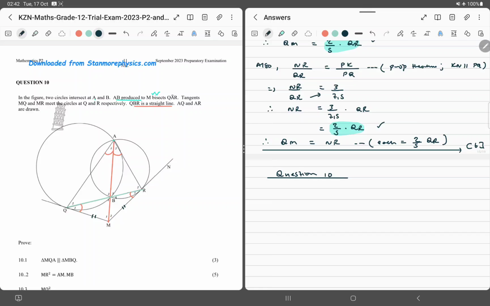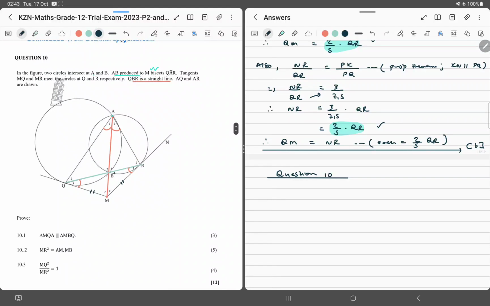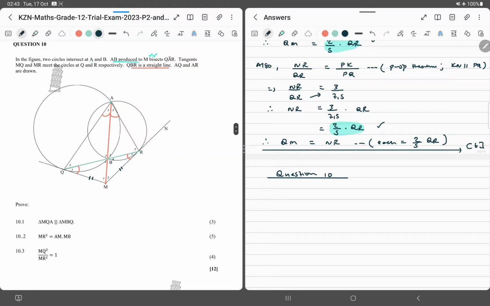Sometimes it's better to just go to the questions. Do a little bit before it gets overwhelming, then you move on. So 10.1. We are told here, prove that triangle MQA and triangle MBQ are similar. Okay, let's find those triangles. These are the triangles we are dealing with: this blue one that is outlined, which is MBQ, and MQA.